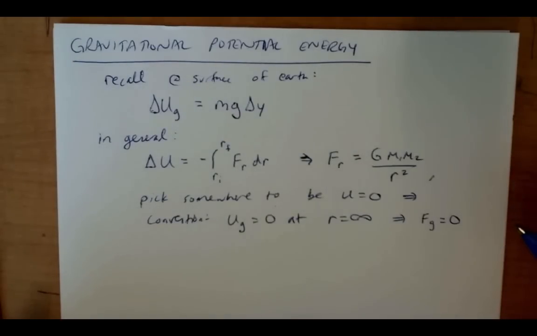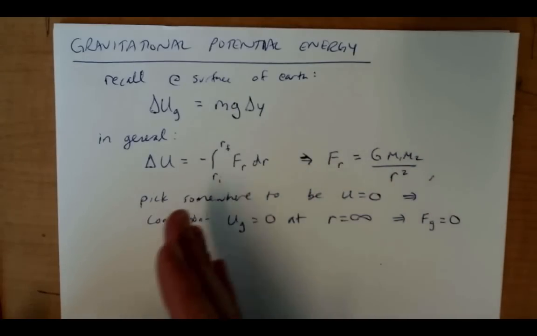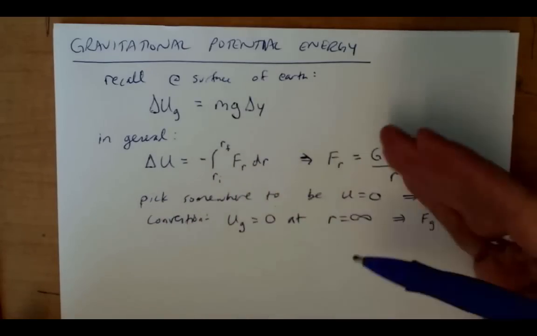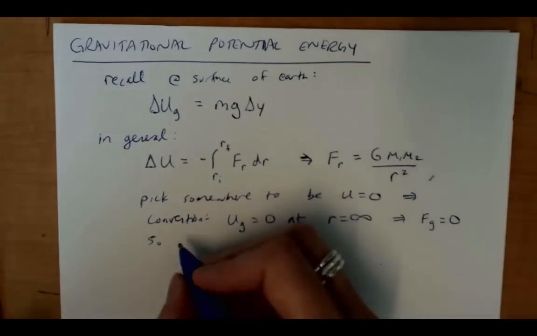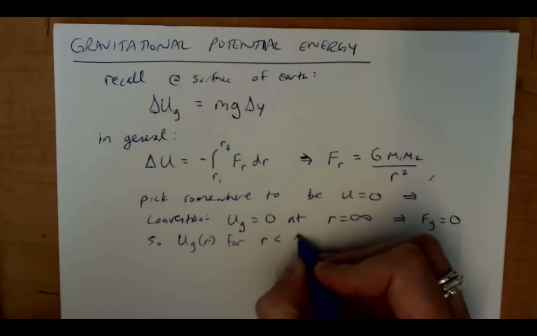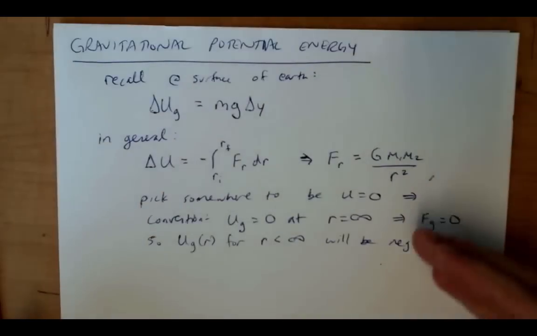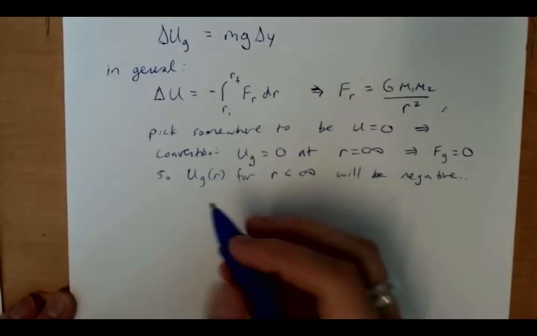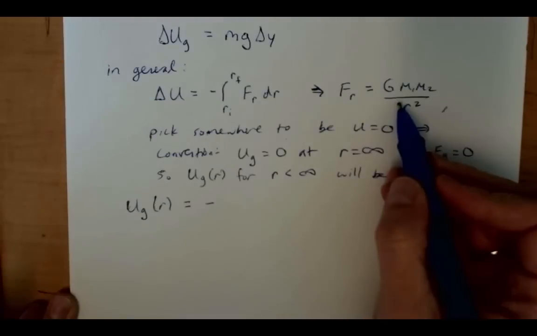So what that means, though, is that as you get closer and closer to an object, usually your gravitational potential energy gets smaller and smaller, right? You make something high up, and then the gravitational potential energy gets bigger and bigger. So if the biggest it ever is 0, then all the other values are going to be negative. So U_G as a function of r for r less than infinity will be negative, and it'll get more and more negative as you get closer and closer to the object. So we can then go ahead and write what the gravitational potential energy as a function of r will be, and it's simply the integral of this dr.